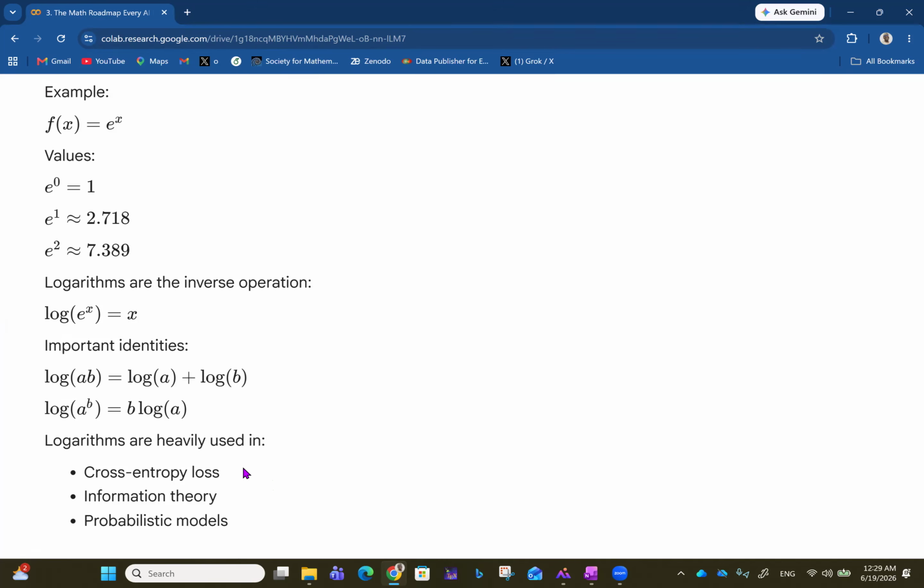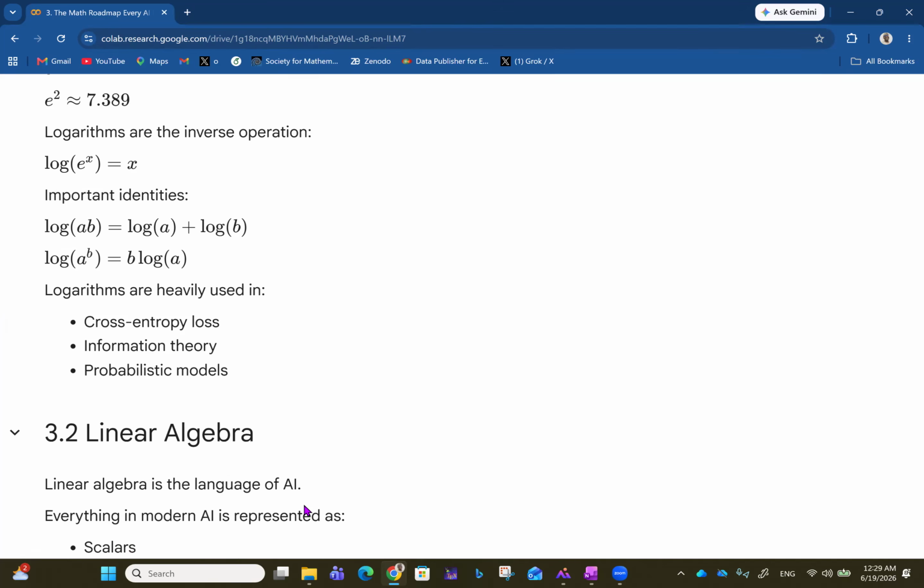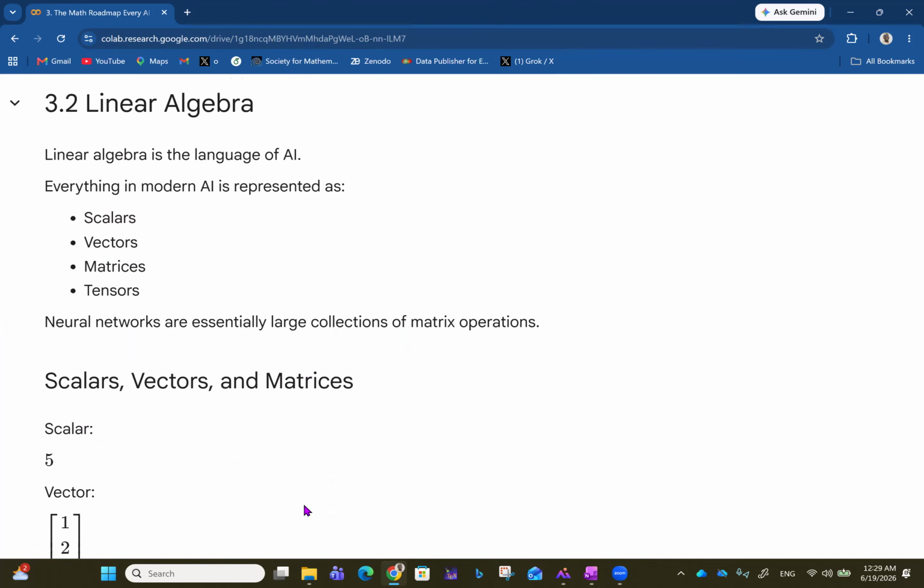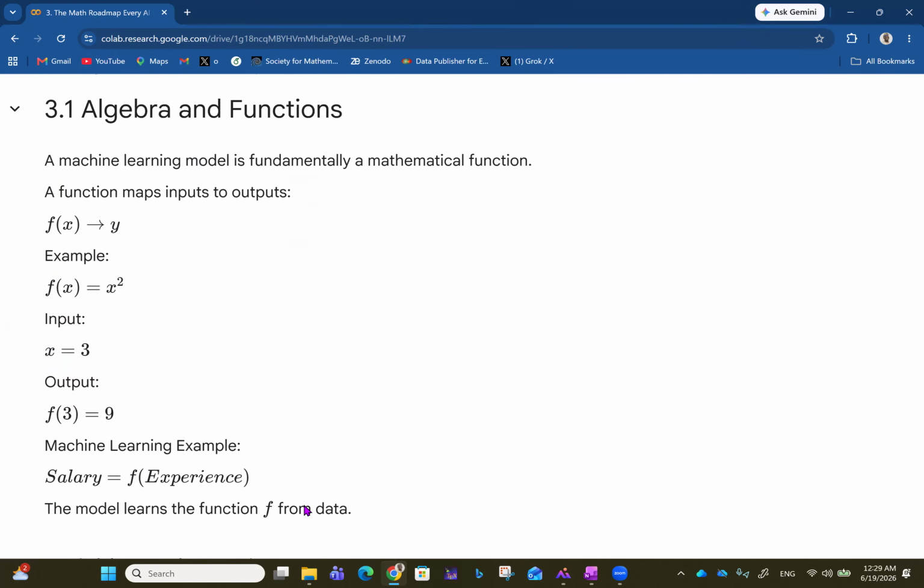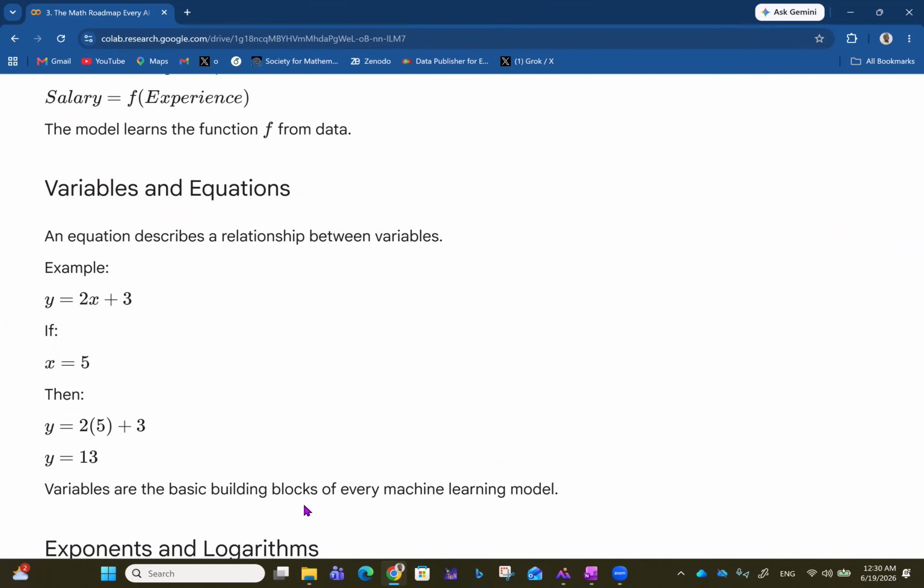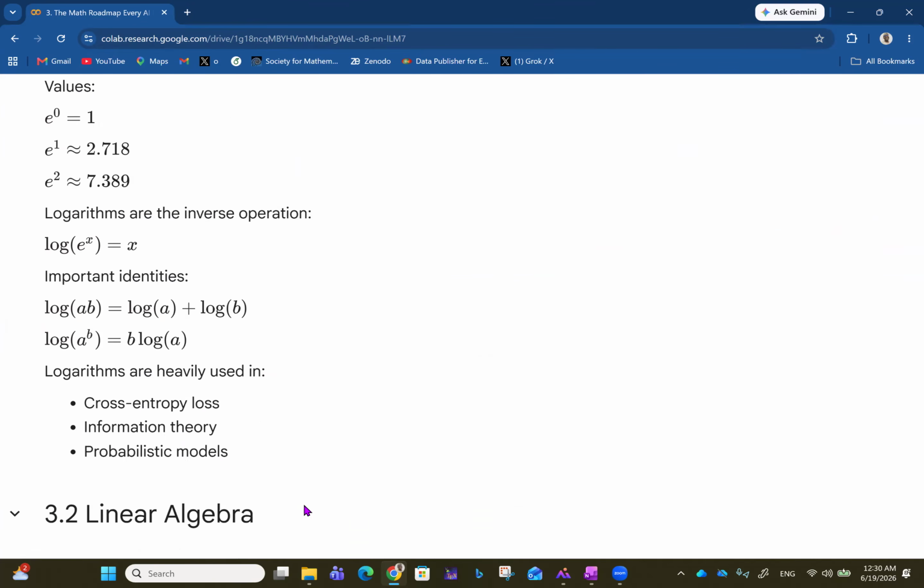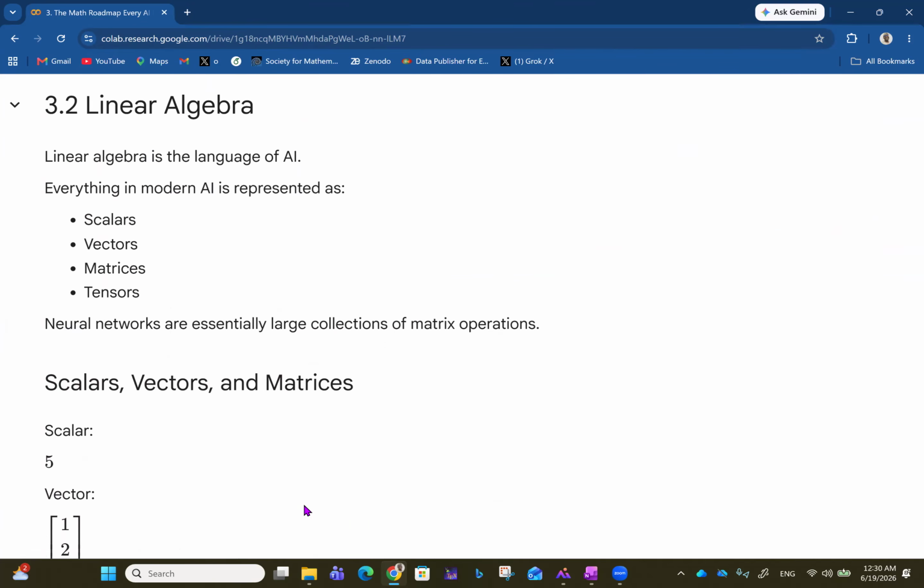Then you have logs coming up in information theory, and one of the biggest key equations in information theory is the Shannon formula, which also involves log. Then you have probabilistic models too that also involve logarithm. So having taken care of algebra, you see, algebra is all about variables, functions, and equations, and then we come to the arena of linear algebra.